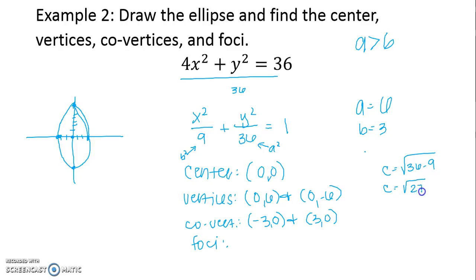36 minus 9 is 27, which you could simplify to 3 radical 3. So c is 3 radical 3. Your foci will fall between the center and the vertices, so those are vertical. So 0, and then I'm going to have 3 radical 3 and negative 3 radical 3.